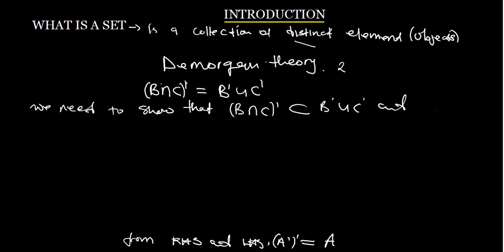And the same thing here, we'll say C complement union B complement is a subset of B intersection C, like that, complement. So in short, we should show the condition. We need to prove this condition just stated here.